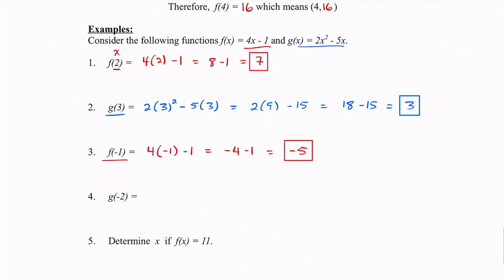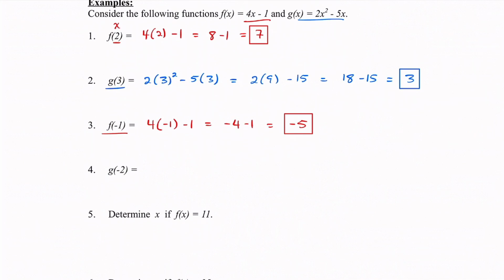Number 4 there, now we're back to g. So that is going to be 2 times the x squared, and then minus 5 times the x. Again, I'm using this one right up here, and then I just put in the number they gave me. So I put in that negative 2, and then simplify this.